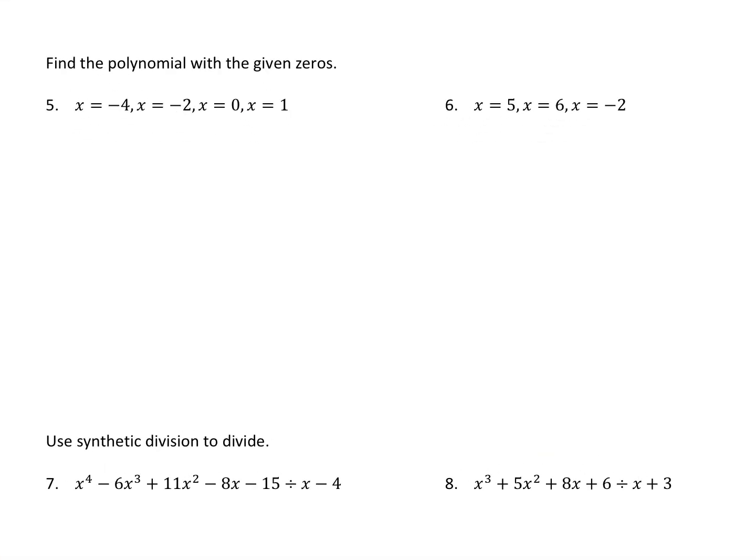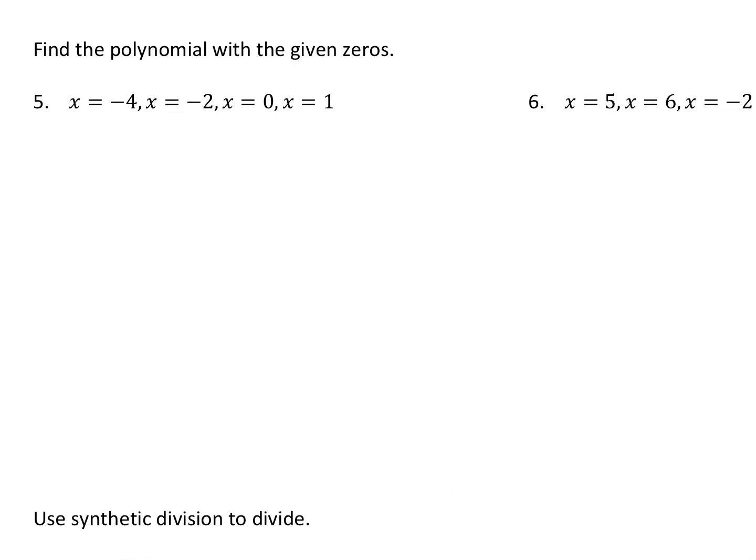For the next question, it tells you to find the polynomial with the given zeros. You'll have 2 questions like this tomorrow. One that has 3 zeros, one that has 4 zeros, just like you do in your review. So for number 5, you're given that x is equal to negative 4, x is equal to negative 2, x is equal to 0, and x is equal to 1.